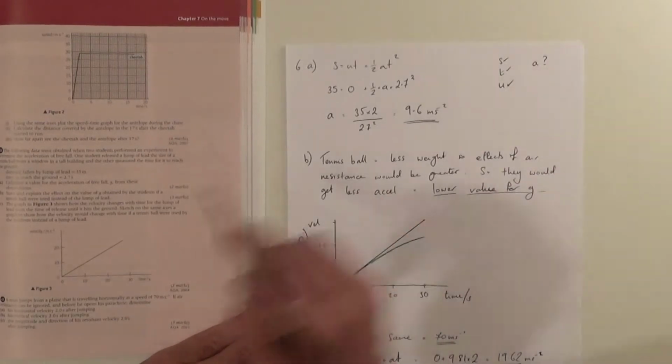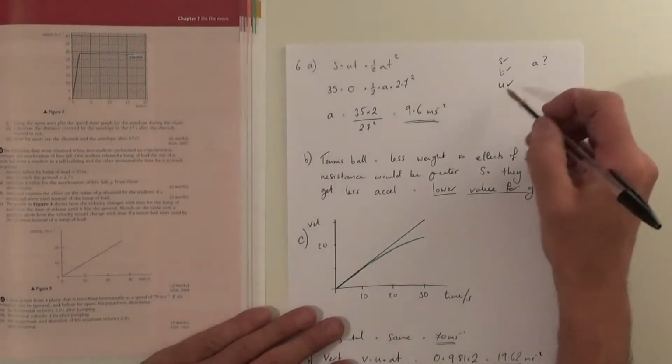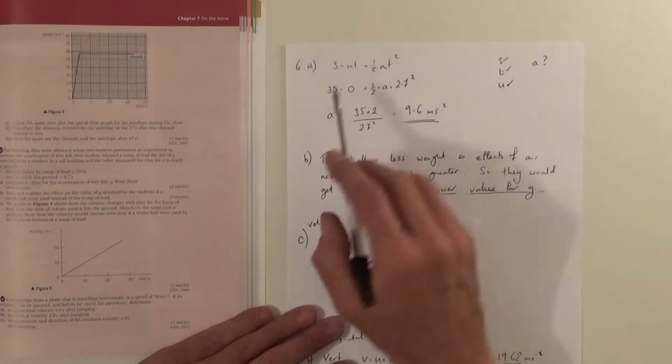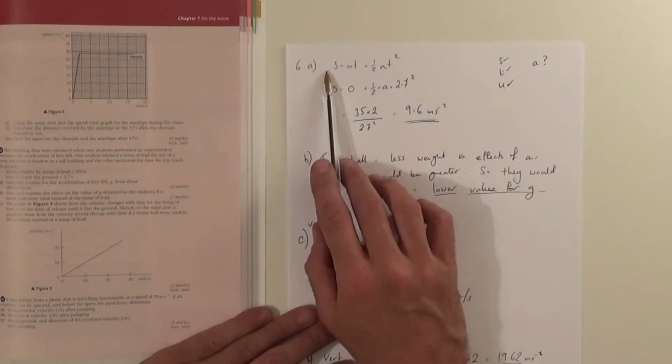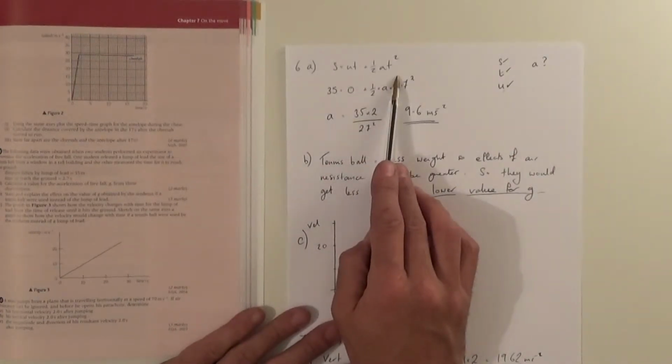They imply in it that they drop it. Yeah, they release a lump of lead. So we know the initial velocity is 0. Okay, and they want to find acceleration. So we have to pick a SUVAT equation that's got these four. We're going to go for s equals ut plus a half at squared.